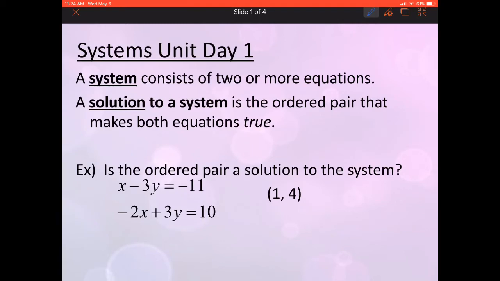Today we're going to start a new unit on systems. So our first video is going to talk about what a system is, how we know what a solution is, and how we can find a solution by graphing.